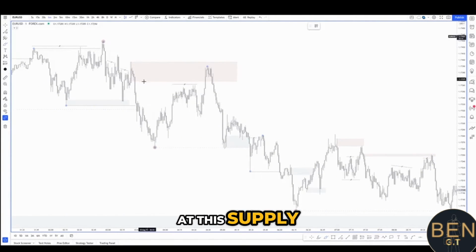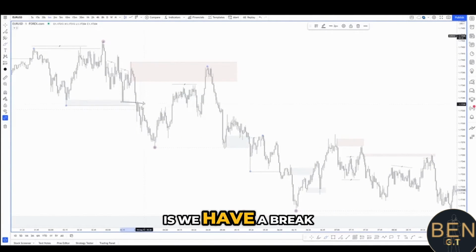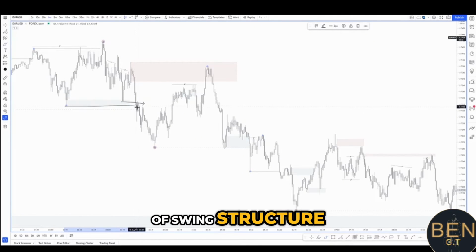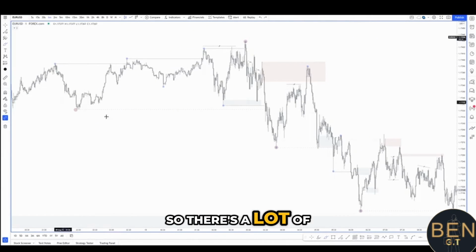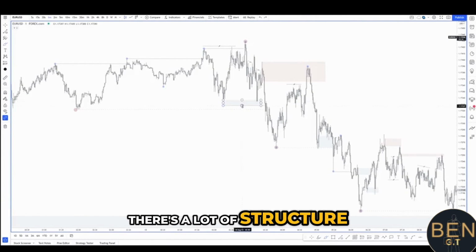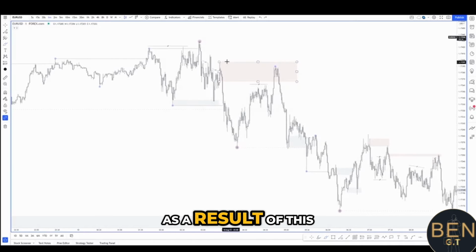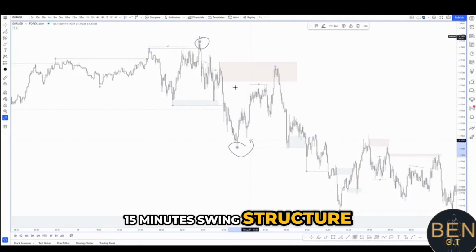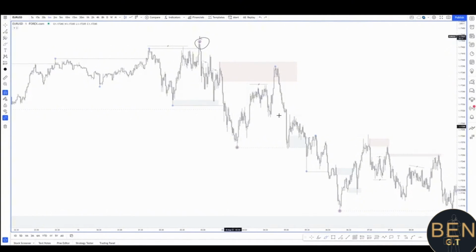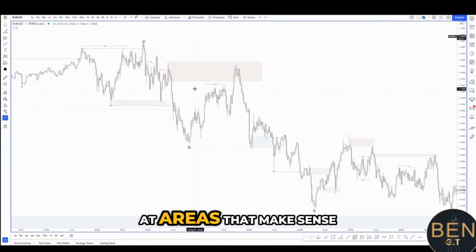So now if we look at this supply zone, what we can see is we have a break of structure and we have a break of swing structure. Also, we break 15-minute swing structure. So there's a lot of confluence, there's a lot of structure breaks as a result of this particular move, because as we can see, we go just like that and we break structure. Of course, we're looking on 15-minute swing structure. We have this entire move, and now we're just looking at areas that make sense.